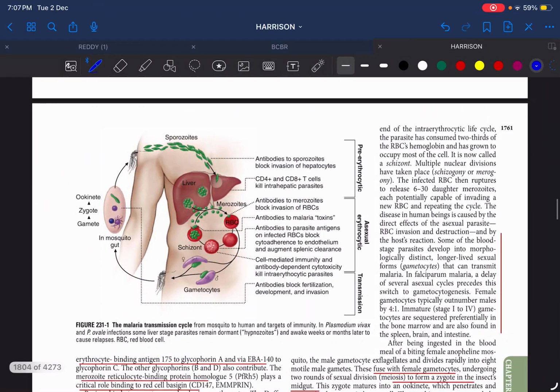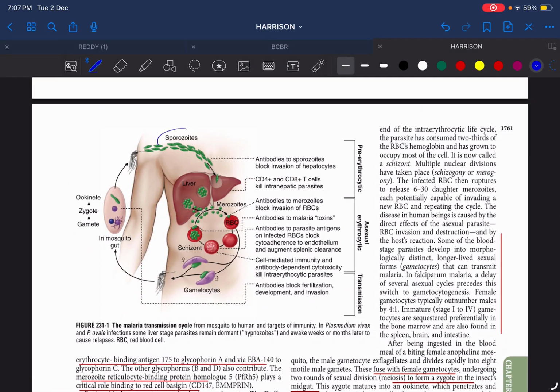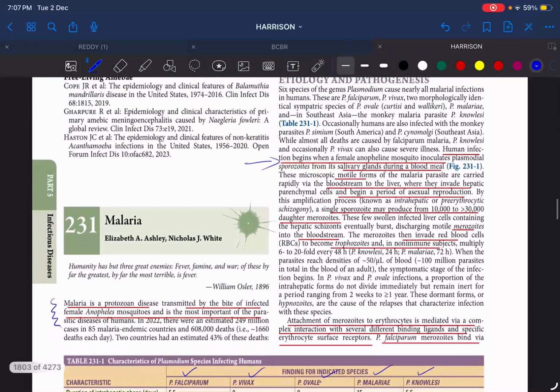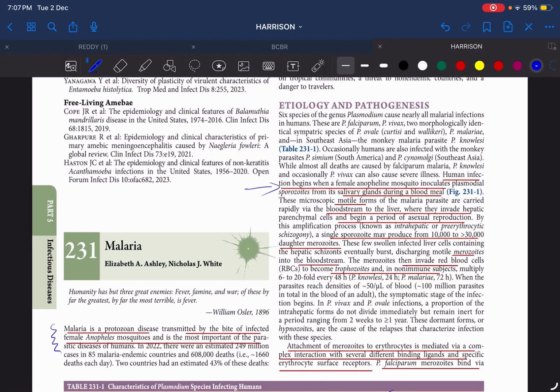Okay, and this is the picture. Okay, it is the sporozoites. Once that is done, very quickly from the bloodstream, it reaches the liver where they invade the hepatic parenchymal cells, and a period of asexual reproduction takes place. During this asexual reproduction, there is an amplification process which takes place, that is called intrahepatic or pre-erythrocytic schizogony. Why is it called pre-erythrocytic? Because this is the stage that happens outside the RBC. And here, a single sporozoite produces 10,000 to 30,000 merozoites.